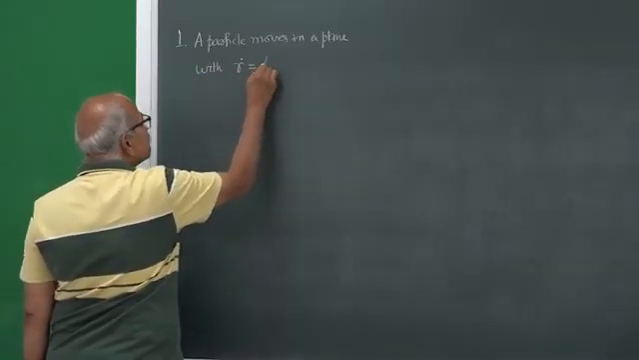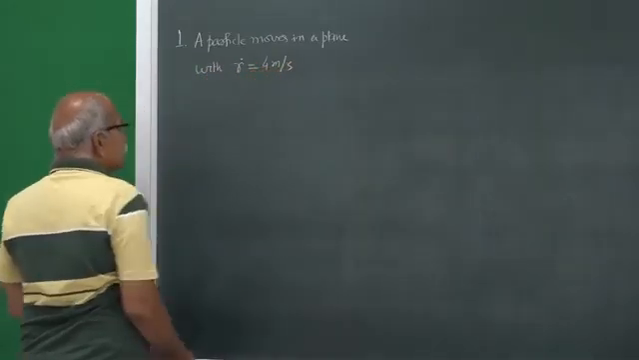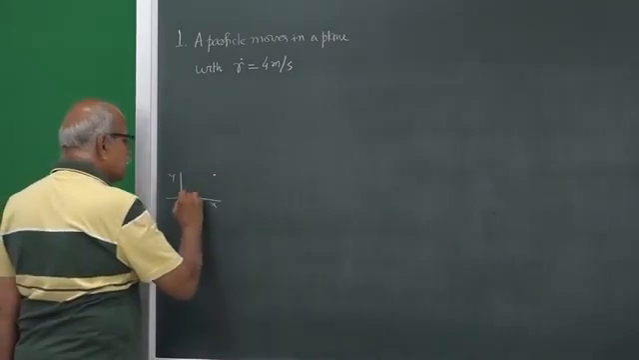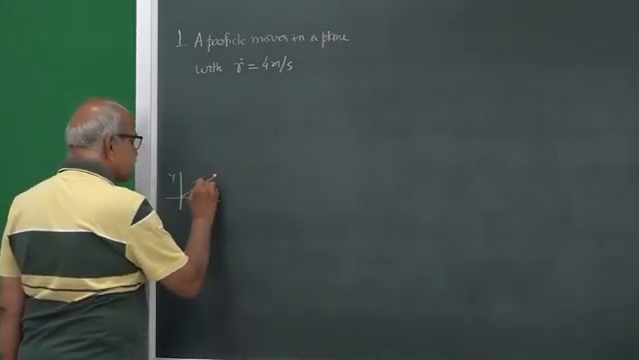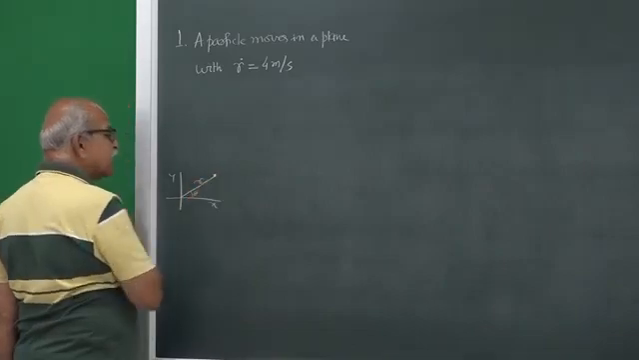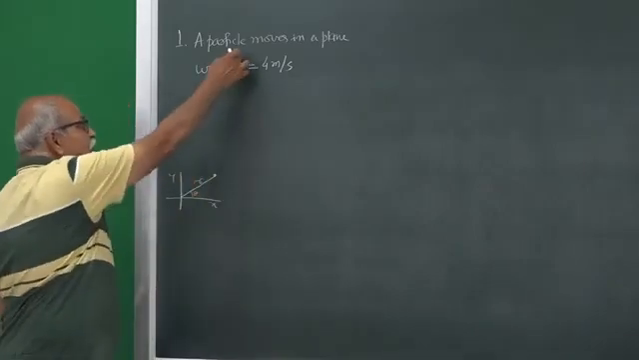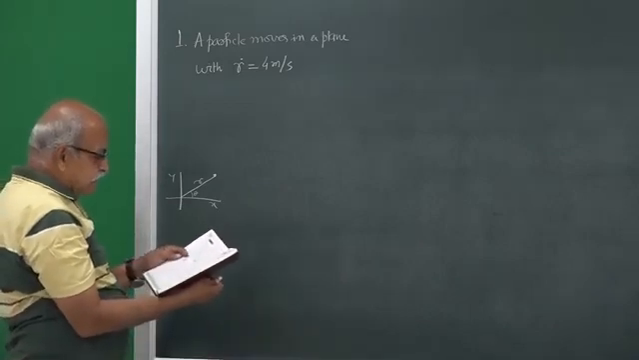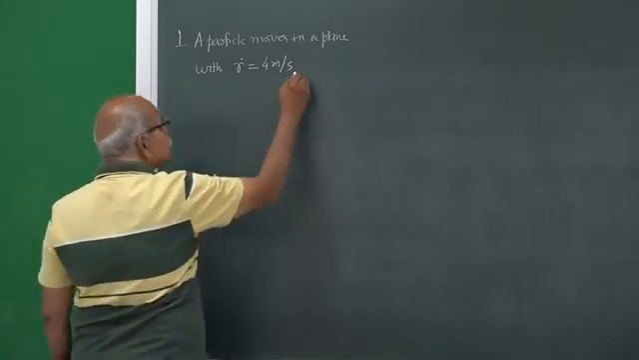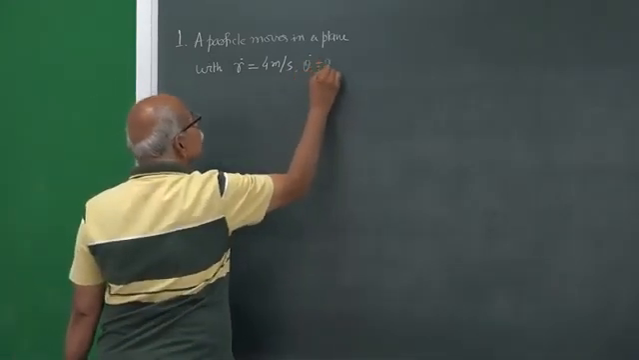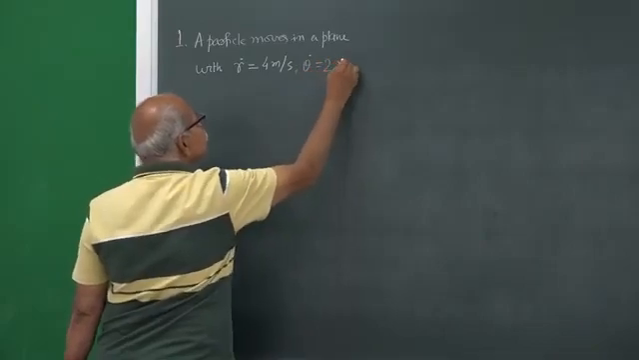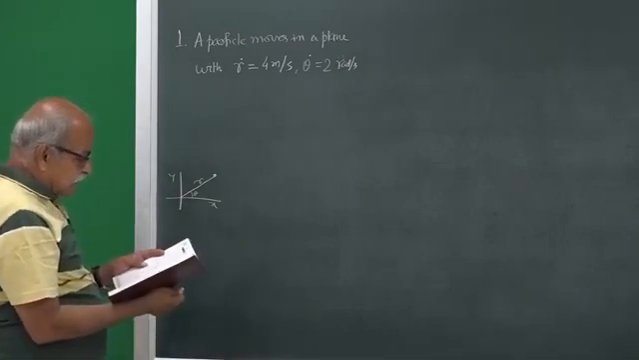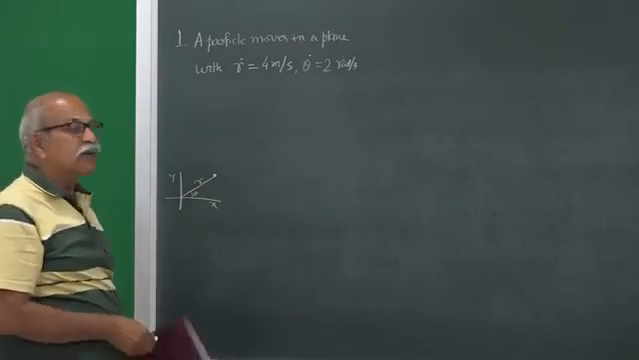r dot is equal to 4 meter per second, and you know what is r and what is theta. This is the x axis, this is the y axis, this is the position of the particle, then this distance is r and this angle is theta. These are the plane polar coordinates. So, r dot, meaning d/dt of r, is 4 meter per second, and theta dot is 2 radian per second. This is the data given, and you are asked to find the velocity and acceleration of this particle.